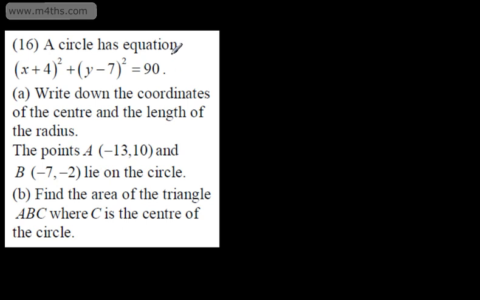Okay, let's do another one. A circle has equation x plus 4 all squared plus y minus 7 all squared is equal to 90. In part A, we're asked to write down the coordinates of the centre and the length of the radius. So this is write down.